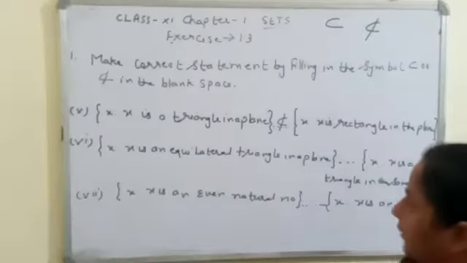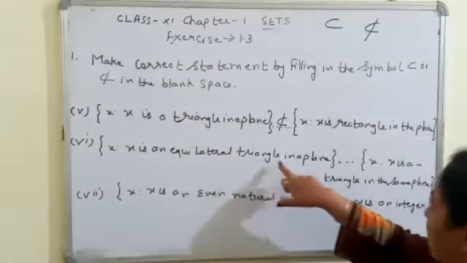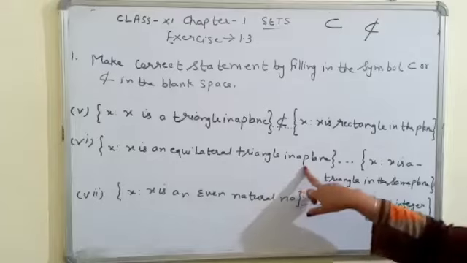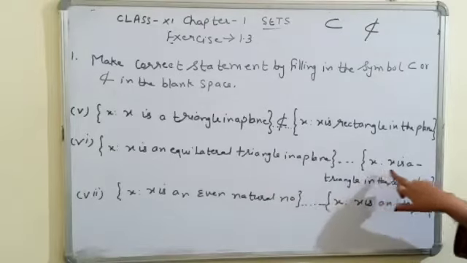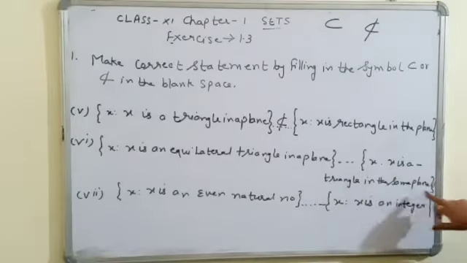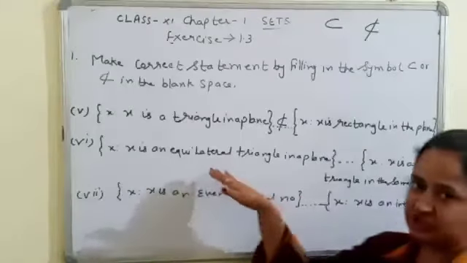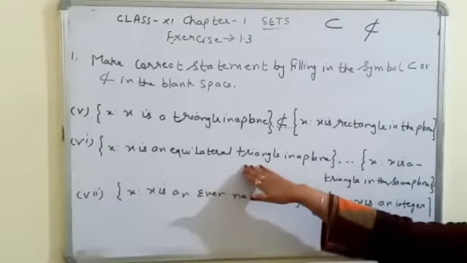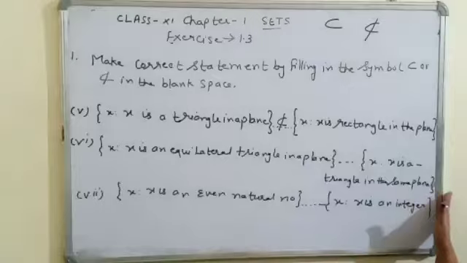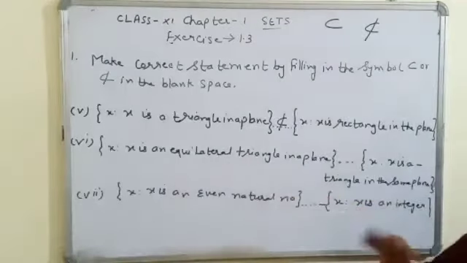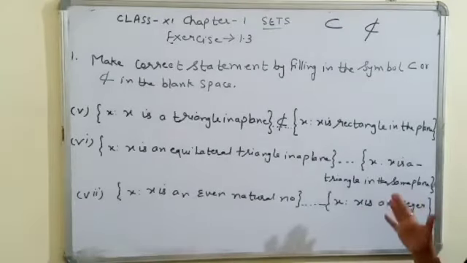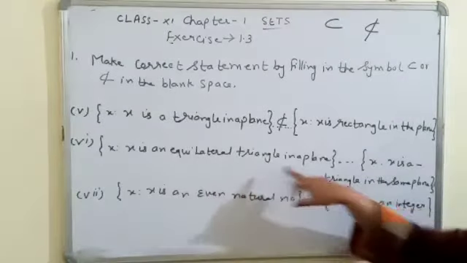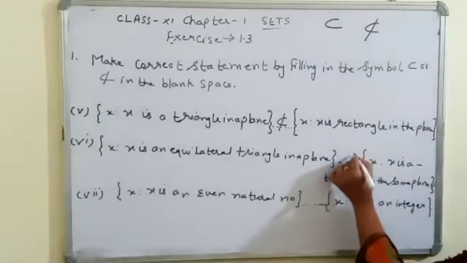Let's see the sixth part: {X: X is an equilateral triangle in a plane}. Is this a subset of {X: X is a triangle in the same plane}? Yes. Every equilateral triangle is in the set of triangles. Any equilateral triangle, any isosceles triangle, any scalene triangle, these are all subsets of the set of triangles.